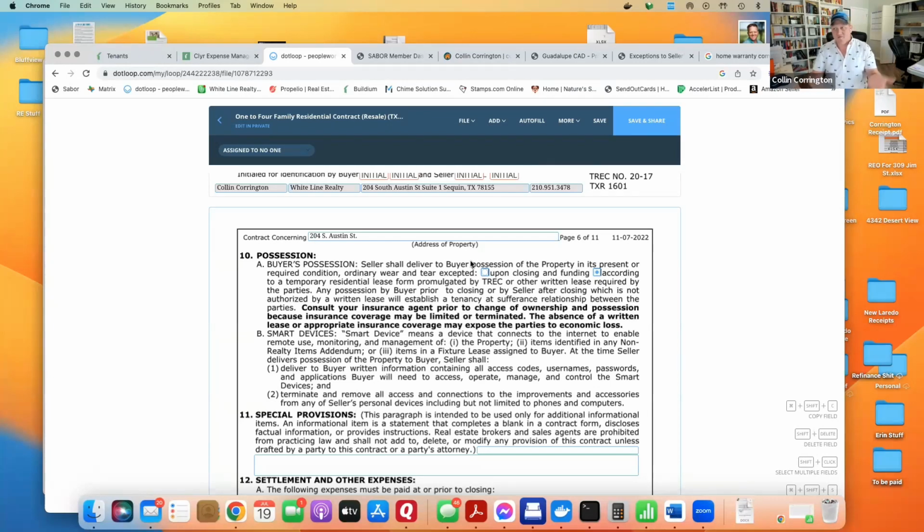Because y'all know the game. As soon as I sell one house, I got to move to the other house. There's always a timing issue with that. And that's why this is in here. 9 times out of 10, 8 times out of 10, I'd say closing and funding. Does everybody understand what those two differences are?